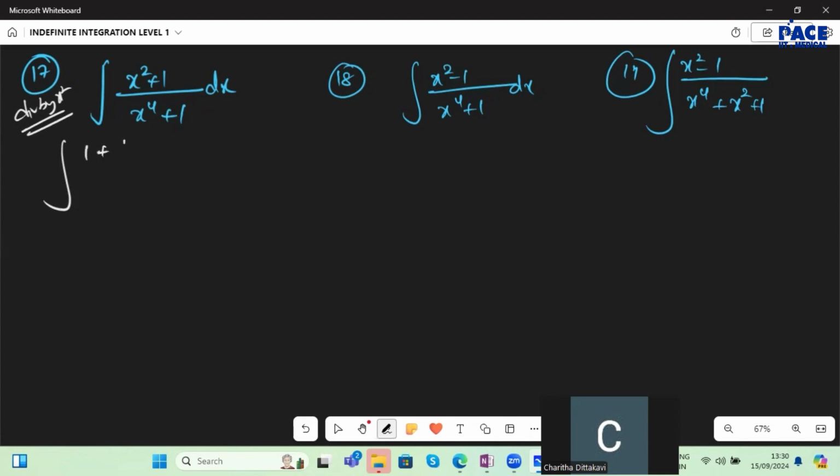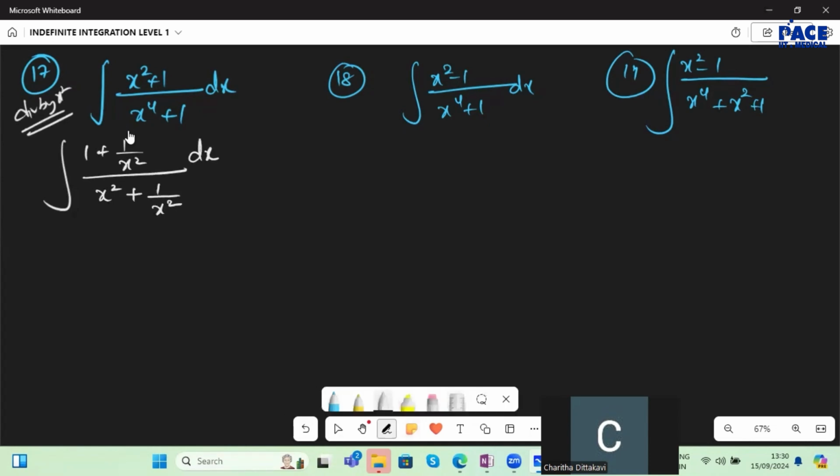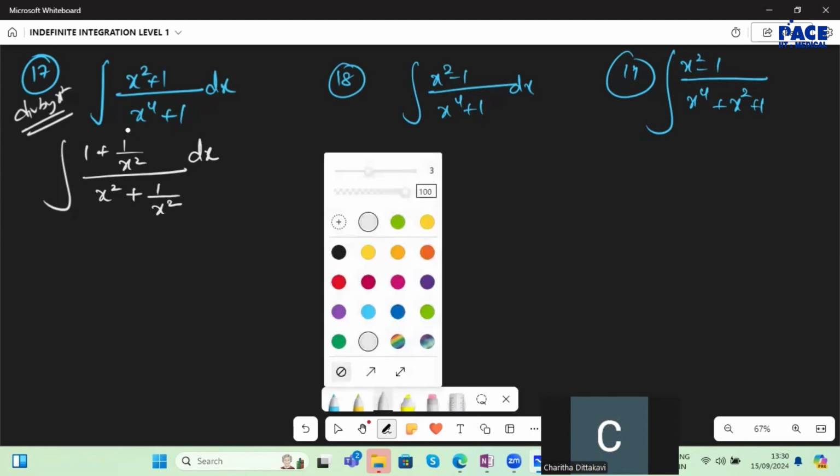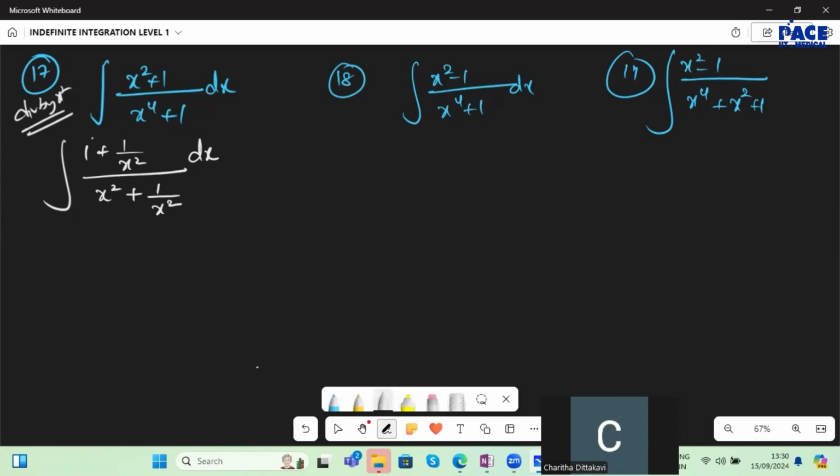So it is 1 plus 1 by x square upon x square plus 1 by x square dx. Okay, now this is what we have. Now remember one thing: whenever you have a 1 plus 1 by x square pattern here, please take the substitution to be x minus 1 by x equal to t. Okay, I'll tell you why.